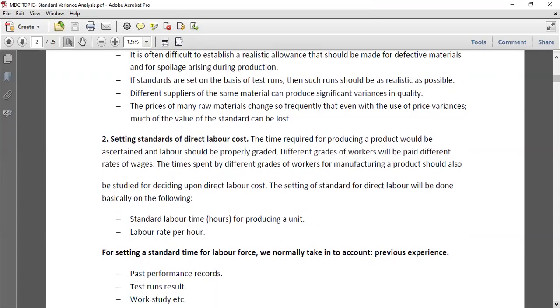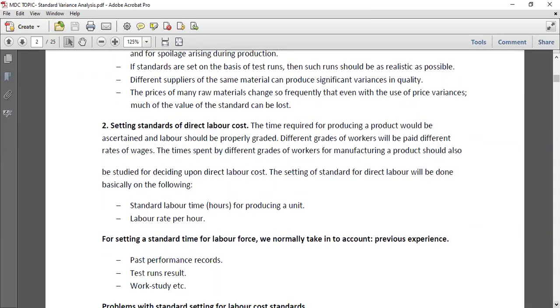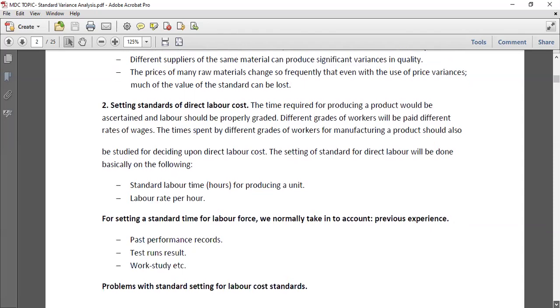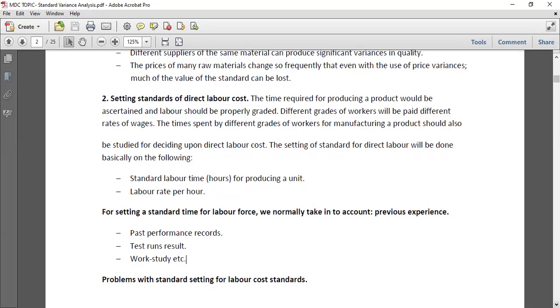So one of the other things, of course, when we are setting standards, especially for time, is that we should look at the past performance records, how labor has performed previously. Of course, you can do a test run, which is more of a trial production, and then we can also look at aspects of work study, okay? So that's important when it comes to setting standards for labor.